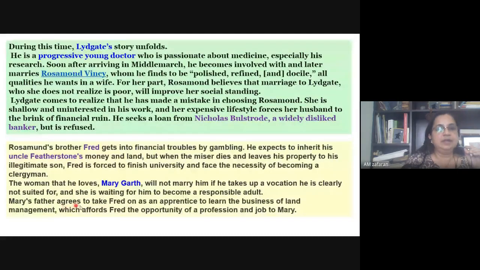Mary's father agrees to take Fred on as an apprentice to learn the business of land management, which affords Fred the opportunity of a profession and a job so that he can marry Mary. So it's Mary's father, Caleb is his name, who agrees to take Fred as an apprentice, show him how he can work and earn a living through his work, through which he might be able to marry Mary.